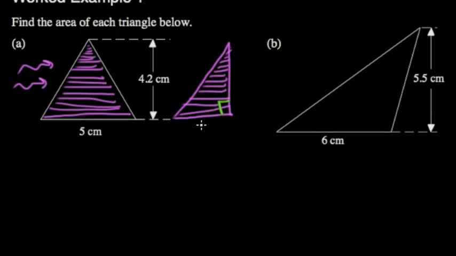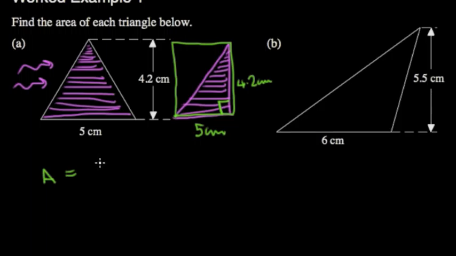We know that the base is 5 centimeters and the height is still 4.2. That hasn't changed. And the area of this thing is just half of the rectangle that you would make like that. So the area for this triangle is 5 times 4.2, but then divided by 2. And that would be the same however this triangle is oriented.